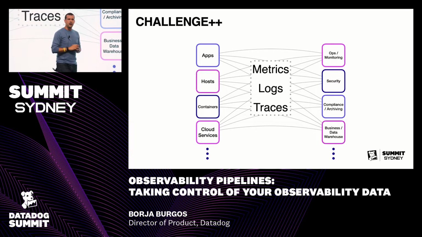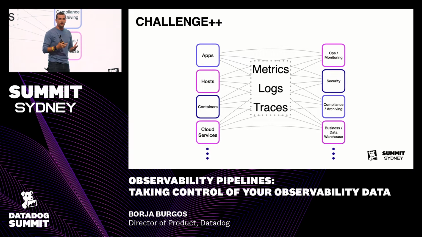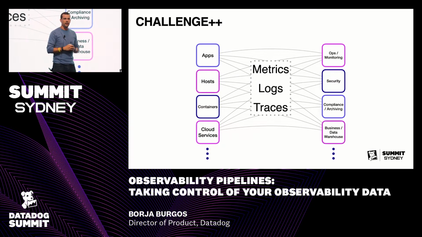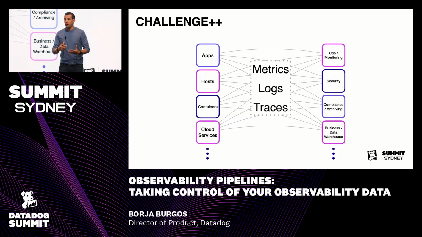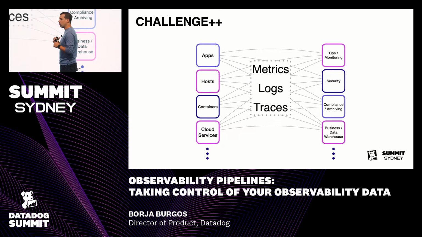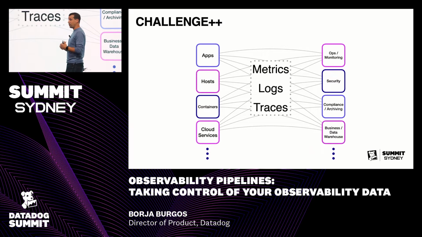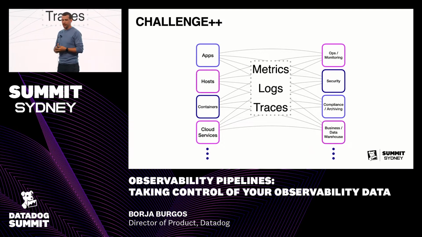Even more, we're no longer generating just metrics and logs, right? We are also generating distributed traces. We're generating errors, call stacks. We're generating profiles from our applications. So the amount of data that these applications, these hosts, this infrastructure is generating is a lot more than what it was a few years back.